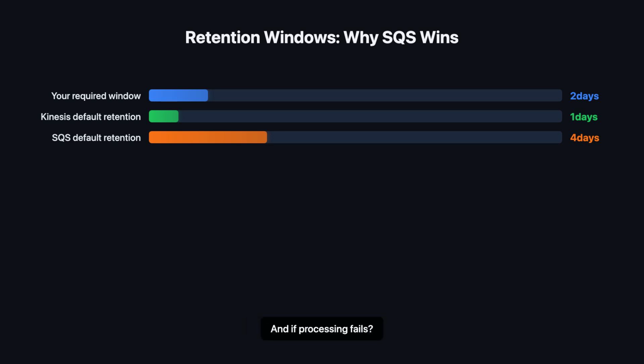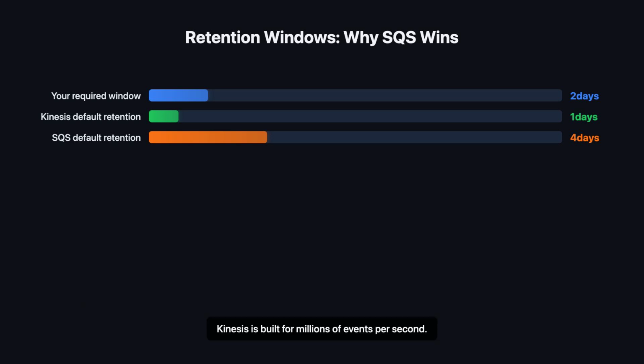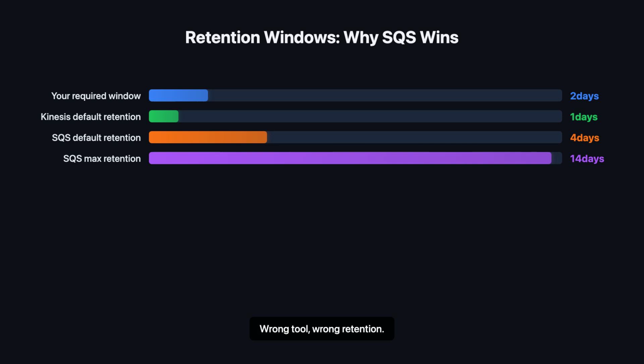And if processing fails, the dead letter queue, or DLQ, catches those broken messages separately, so they don't block the healthy ones. Kinesis is built for millions of events per second. You're sending 1,000 messages an hour, barely a trickle. Wrong tool, wrong retention. SQS wins on both counts.